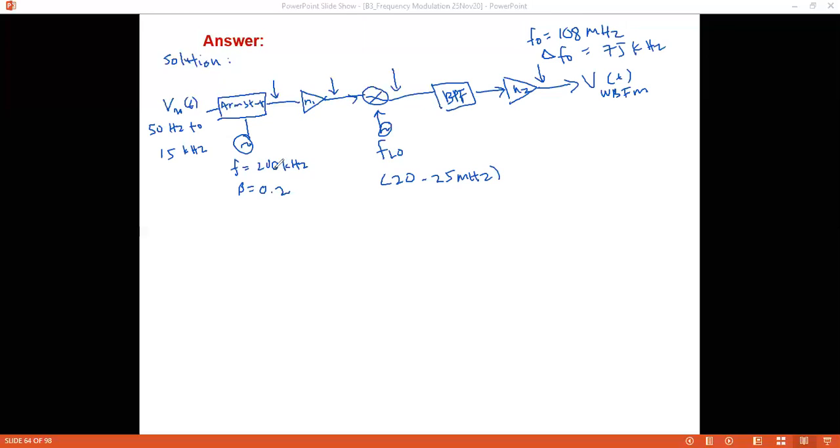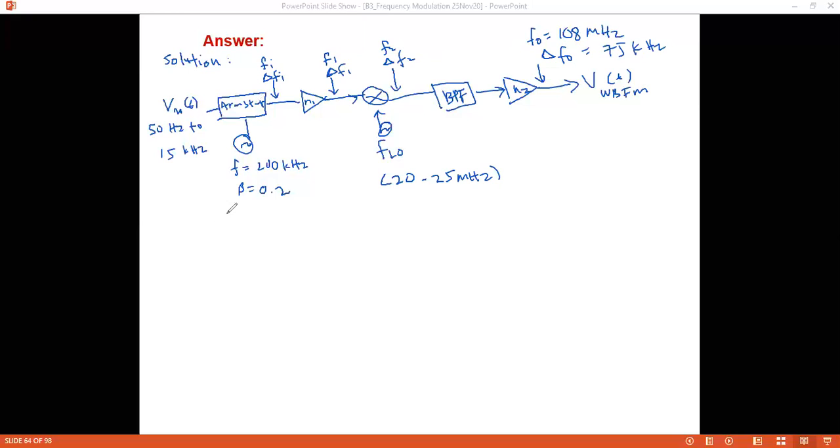So we can label here. This is our input, Fi, delta Fi. Here you can put F1, delta F1 after FLO, F2, delta F2, then another one, F out, this delta F out. We know that Fi here is 200 kilohertz.